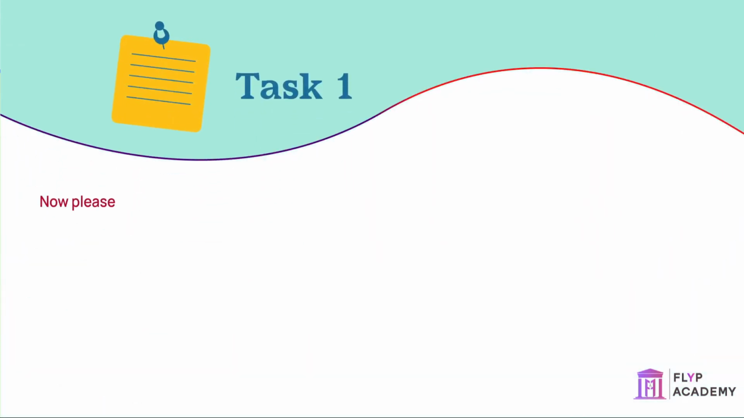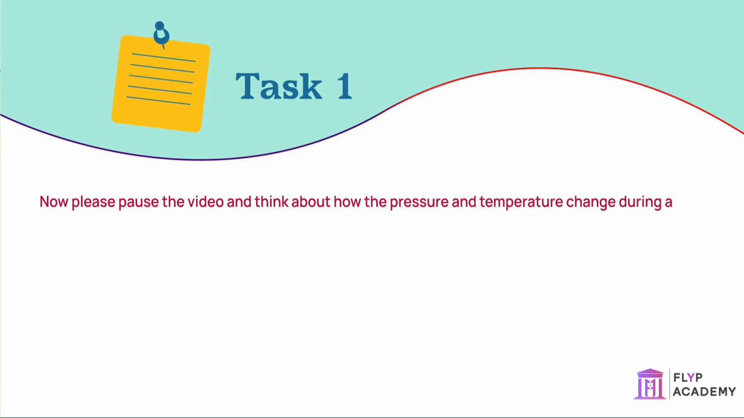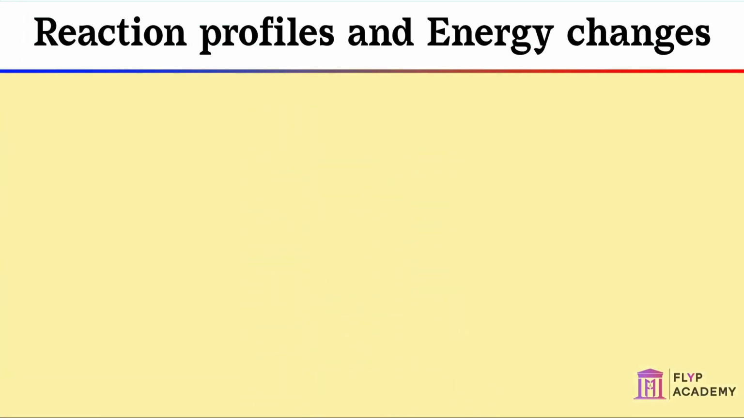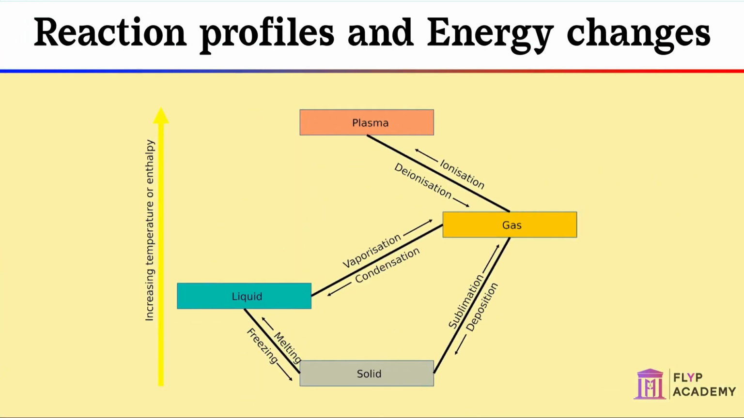Task. Now please pause the video and think about how the pressure and temperature change during a chemical reaction. Extension. How can you describe the energy of a reaction mathematically? Usually, chemical reactions happen at atmospheric pressure. Therefore, the pressure is kept constant, but the temperature can change. Therefore, thermal energy should be defined for constant pressure.